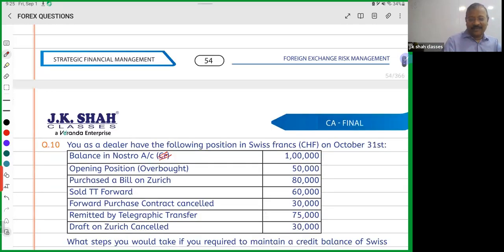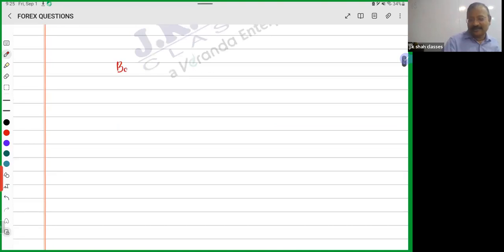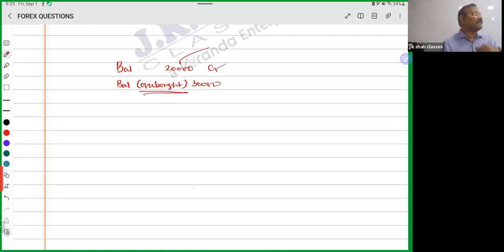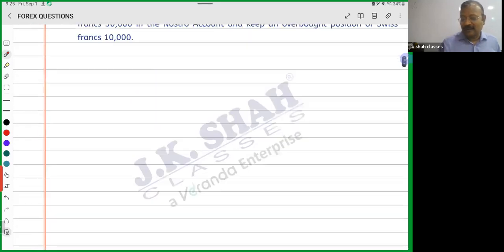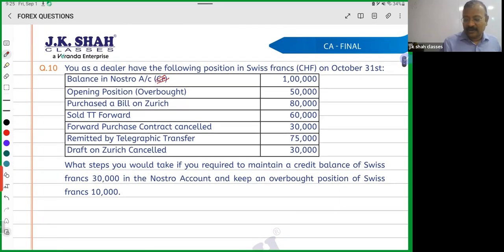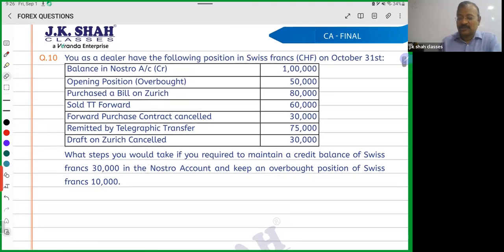Are you understanding what I'm saying? The question will just give you this: balance 20,000, balance overbought 30,000. Which means, which balance is of what thing? Balance, this is Nostro, and by default we'll take this as a credit balance. And this is your statement of exchange balance. Okay, now balance in nostro credit, opening position overbought.